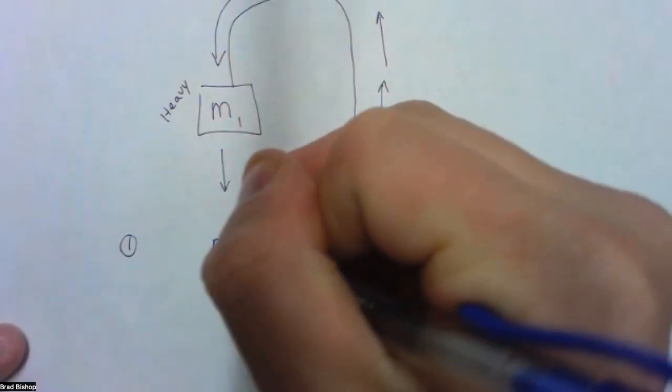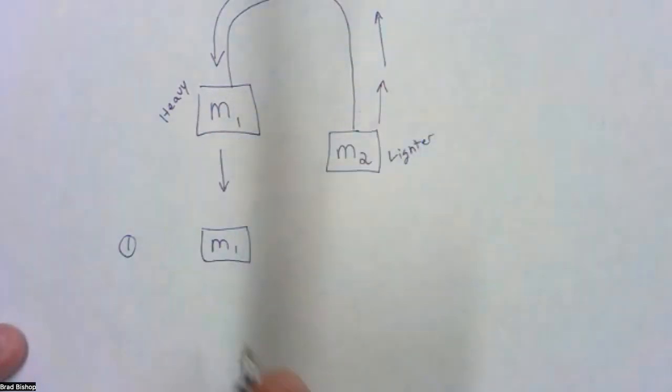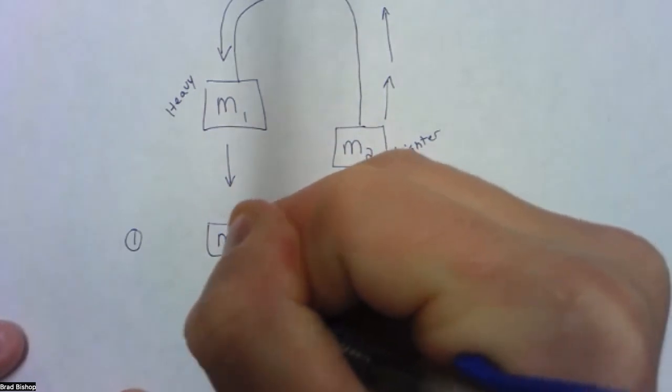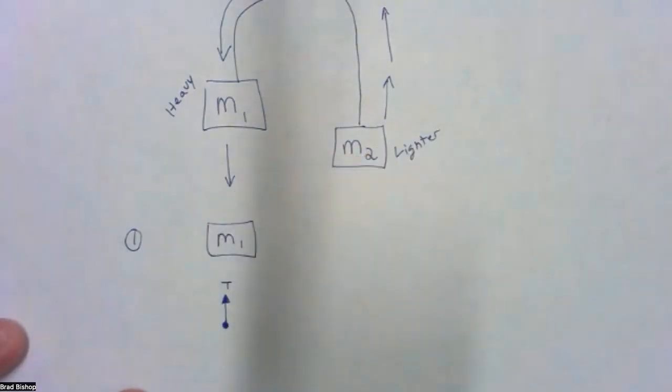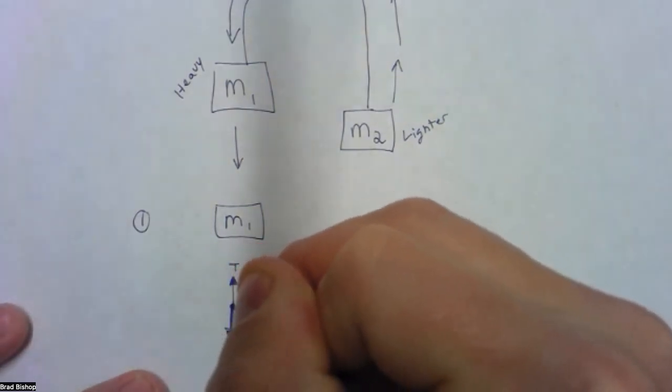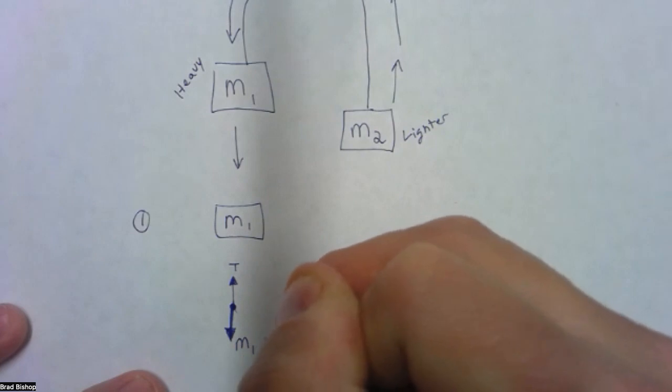If I just isolate M1, what's happening to M1? Well, there is a tension that is up on M1, and M1 has a weight that is pulling it down. We'll call it M1G.